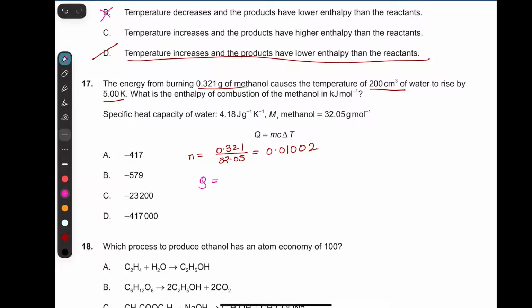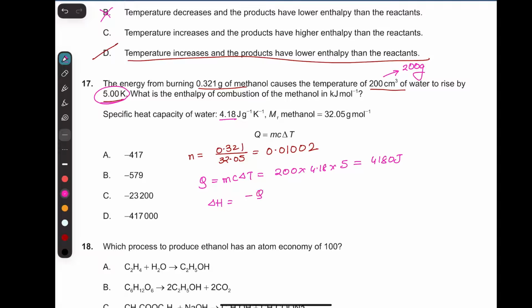And heat absorbed: 200 cm³ of water. Water has a density of 1, so per cm³ of water should weigh 1 gram. So 200 cm³ will weigh 200 grams. It's mcΔT, the formula is given. 200, c is 4.18, ΔT is the rise in temperature, which is 5 Kelvin. So this will become 4180 joules.